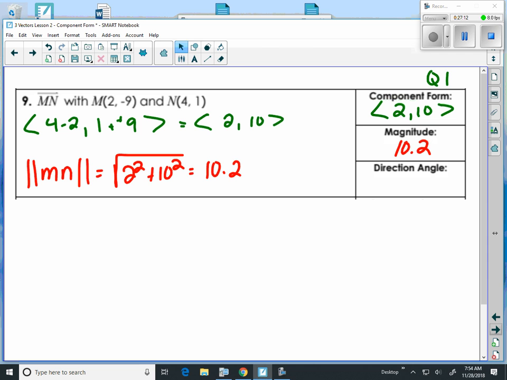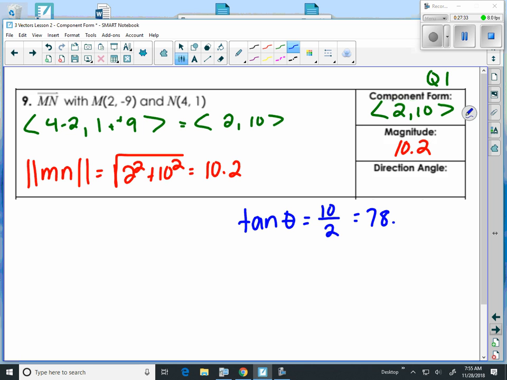And then last, we're going to find that direction angle, and we're in quadrant 1, so whatever we get, we're good to go. B over A. B is 10, A is 2. We'll say 69 degrees.